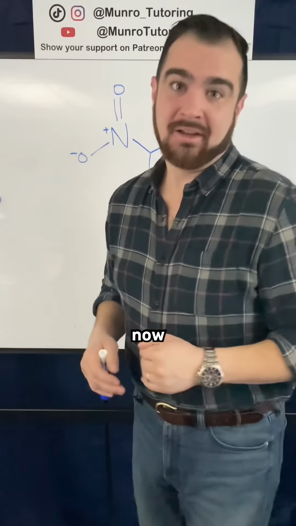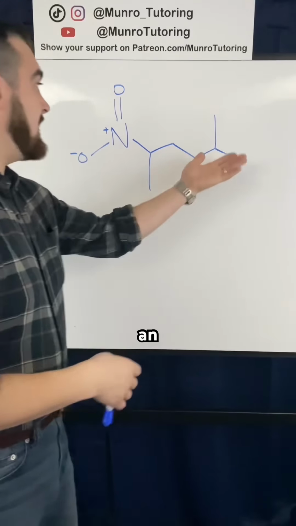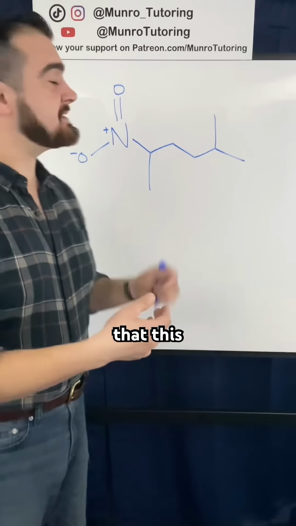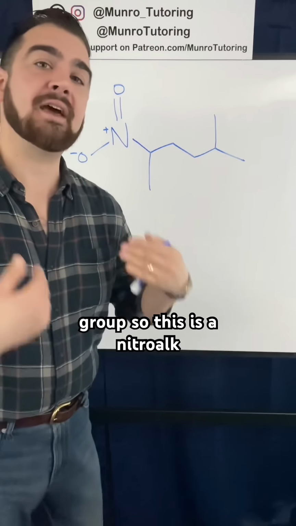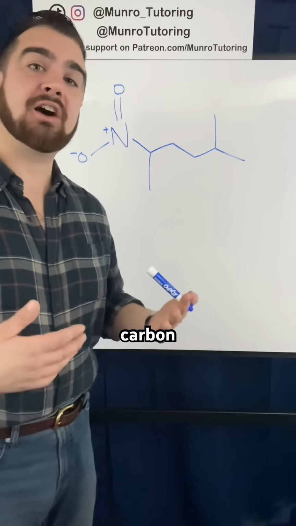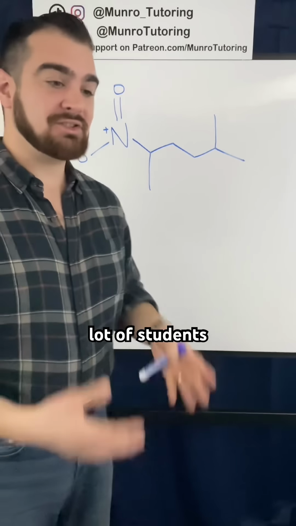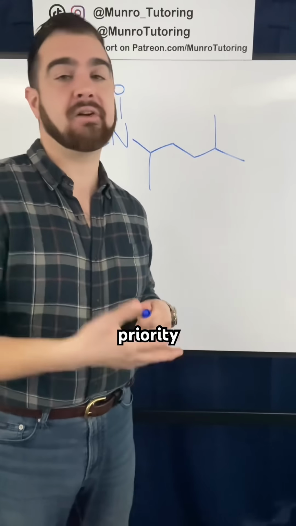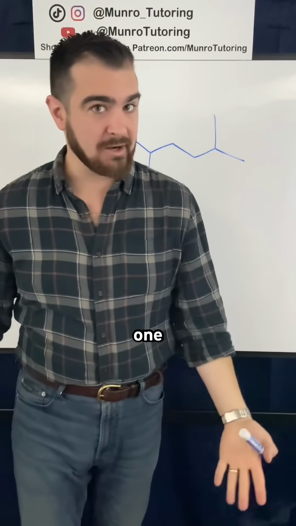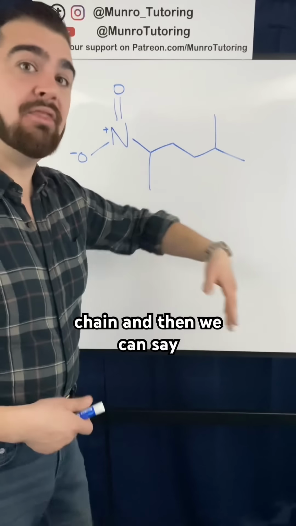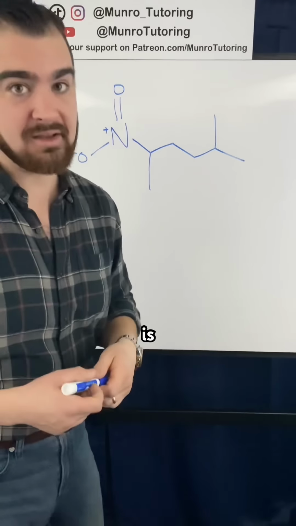So we can see that this is an alkane with some sort of substituent on it, and we have to recognize that this is a nitro group. So this is a nitroalkane. Now, the first step is finding the longest carbon chain, right? Now, a lot of students were thinking that the nitro group needs to have priority and that maybe that will be carbon 1, but that's not the case here. We just find the longest carbon chain and then we can say where the nitro group is.